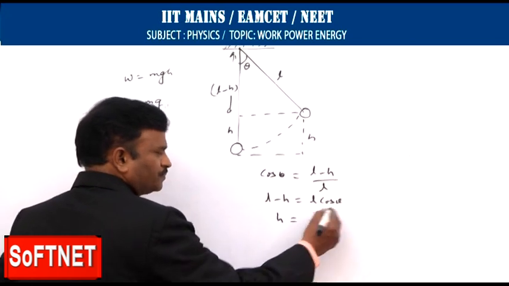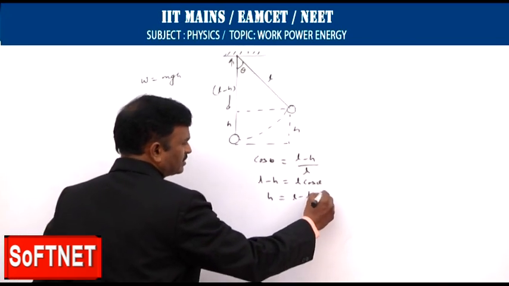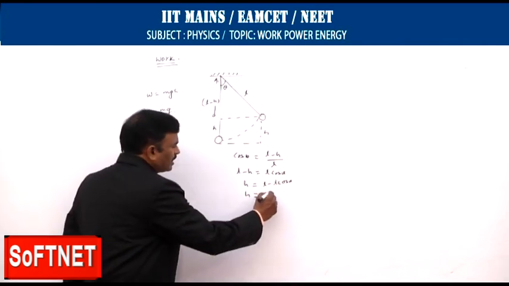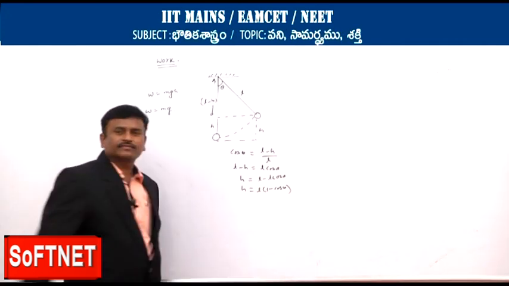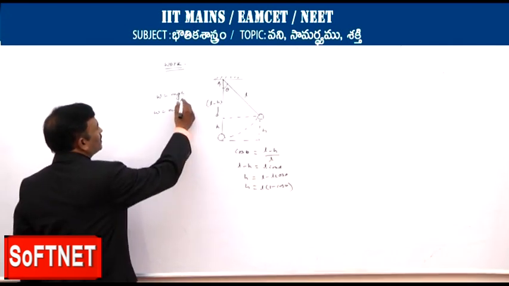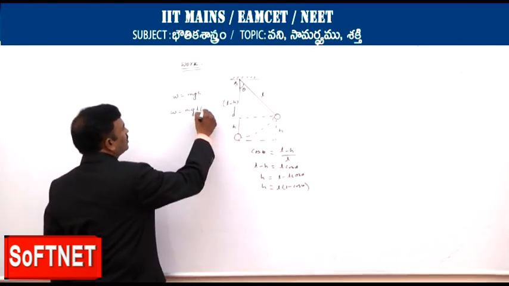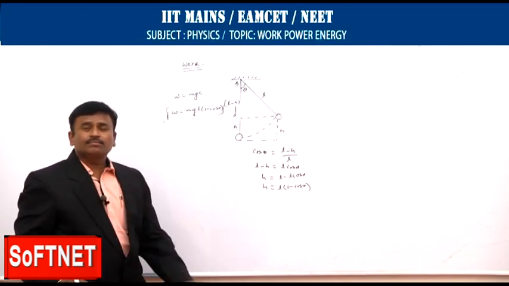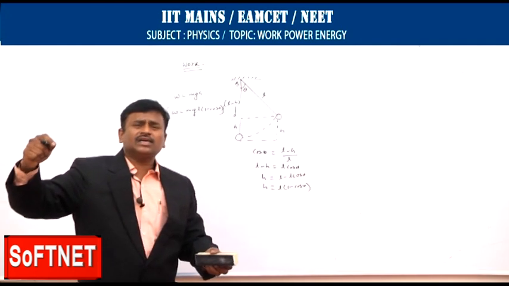h is equal to L minus L cos theta. Here h is equal to L into (1 minus cos theta). Fine. So now the work done, in place of h, what am I supposed to write? L into (1 minus cos theta). This is the work done to pull the pendulum bob by making an angle theta with the vertical.